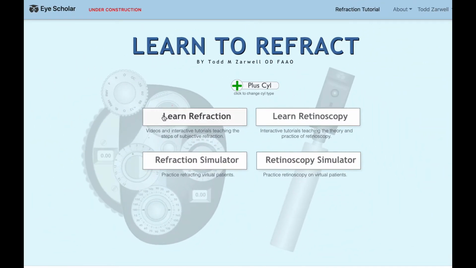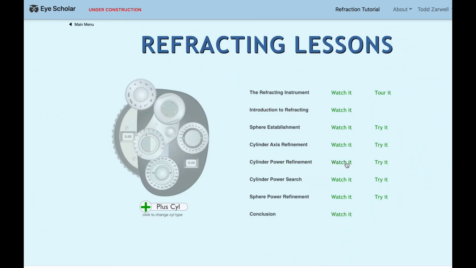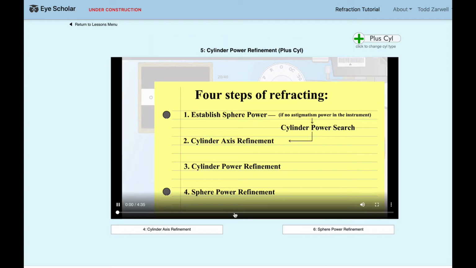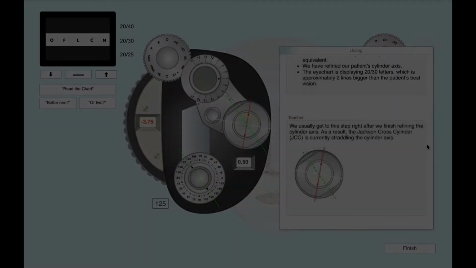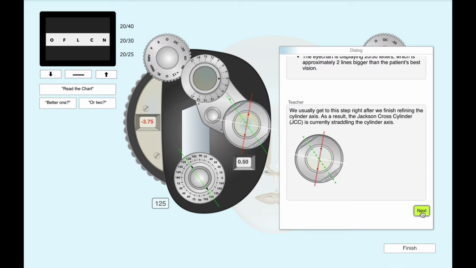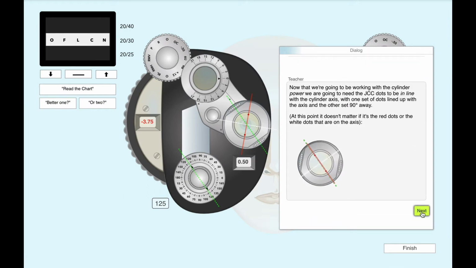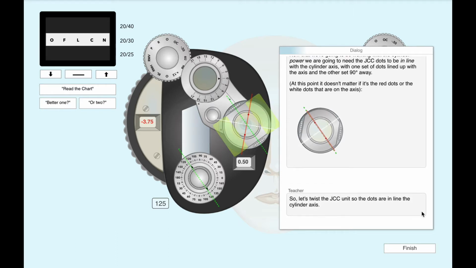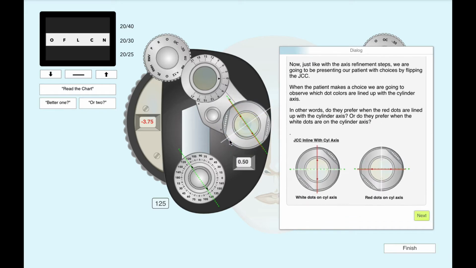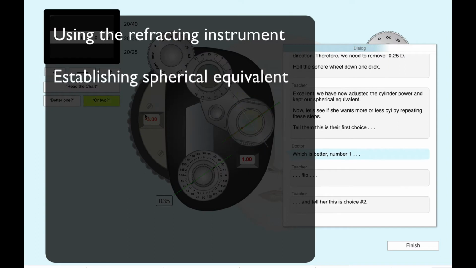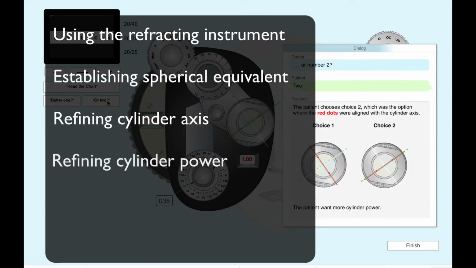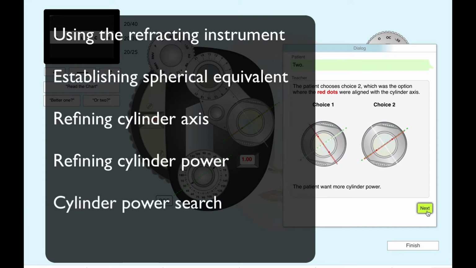For learning how to refract, there are 8 videos that break down a subjective monocular refraction into small, digestible pieces. However, I feel there are limits to how much a person can absorb from passively watching videos, so I've created a fully interactive set of lessons. These tutorials show you how to actively work with a virtual patient by presenting them with choices while you manipulate the controls on a simulated refracting instrument. While doing this, you will learn such concepts as using the refracting instrument, establishing spherical equivalent, refining cylinder axis, refining cylinder power, and much more.